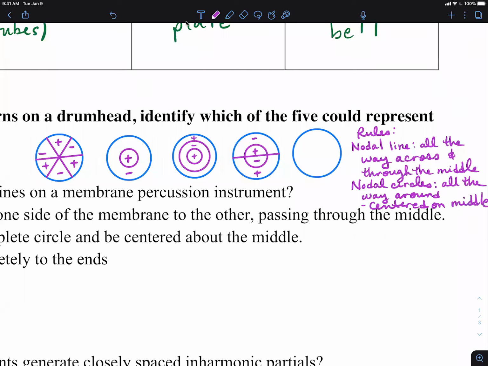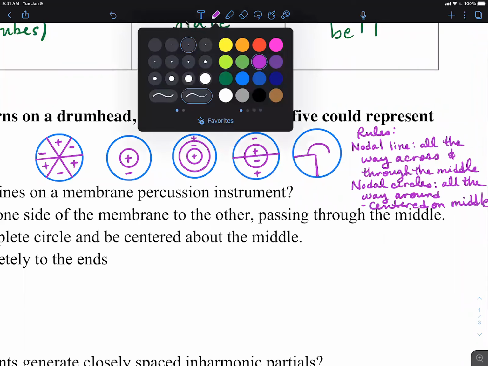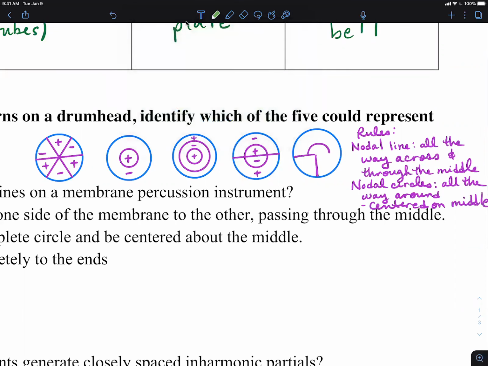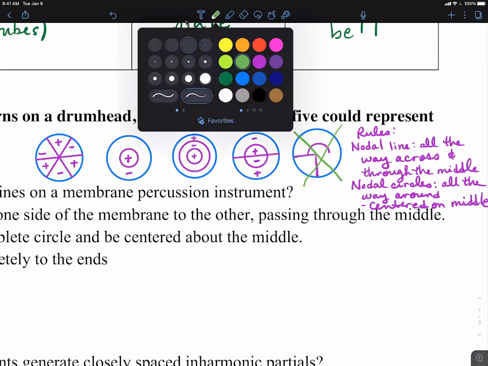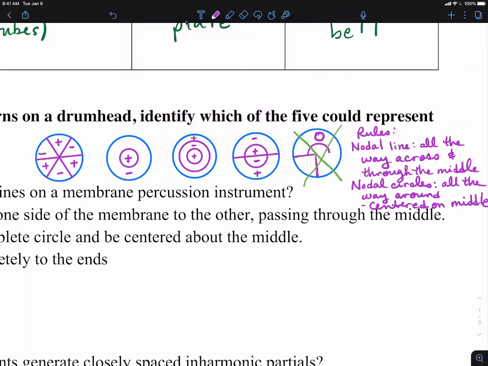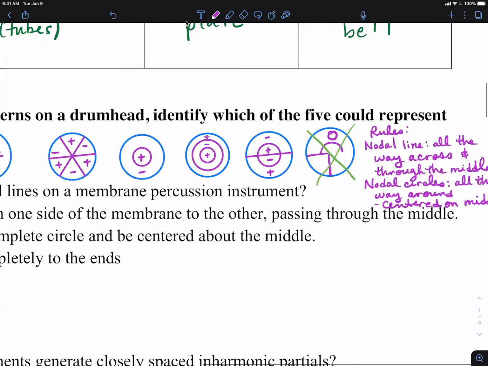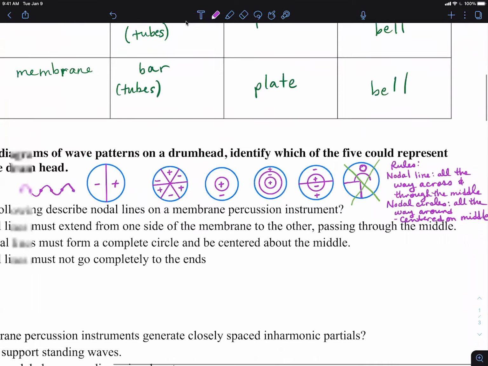So for example, something that kind of did that would not work, okay? Because the straight lines don't go through the middle and the circle doesn't go all the way around. Or if there was a line that was kind of like over here, it was a circle all the way around, but didn't have them centered at the middle. None of those could be possible realistic nodal lines.